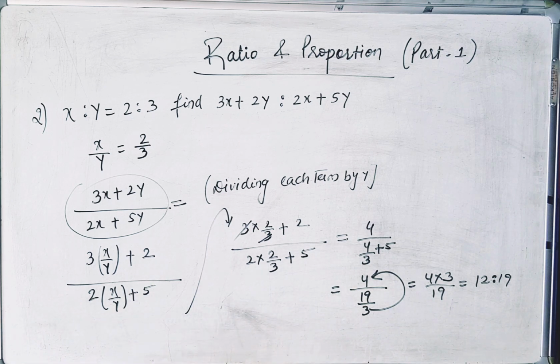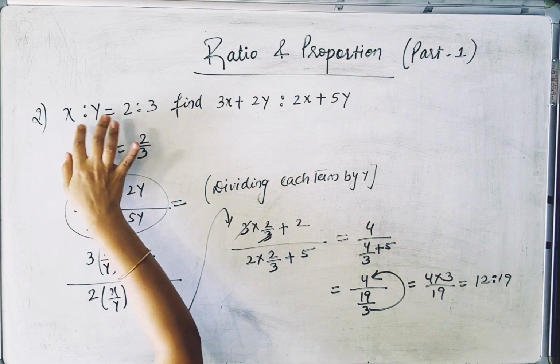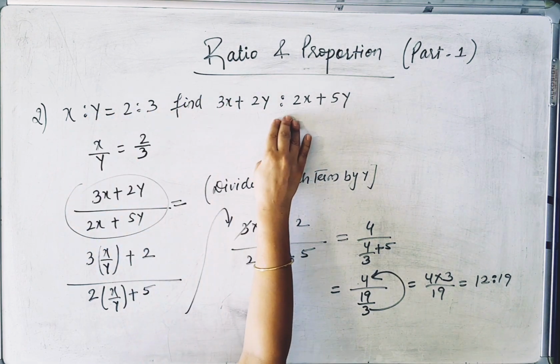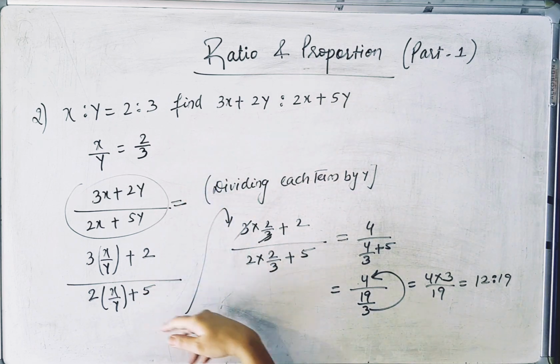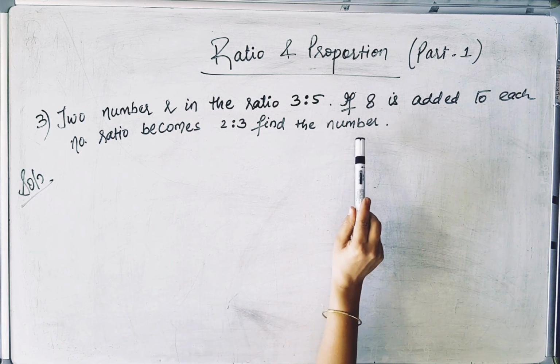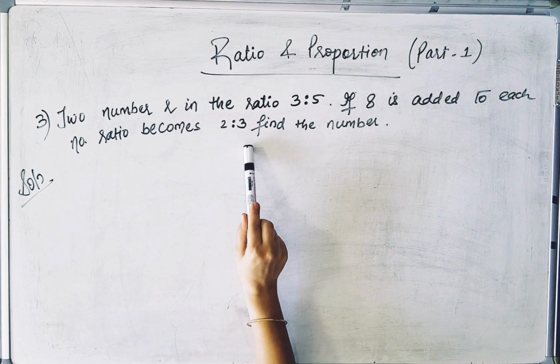So see, in the first type of question they mentioned this ratio and asked x is to y. Sometimes they mention x is to y and ask this. So we have to solve it by this method. Now the question is: two numbers are in the ratio 3 is to 5. If 8 is added to each number, the ratio becomes 2 is to 3. Find the numbers.